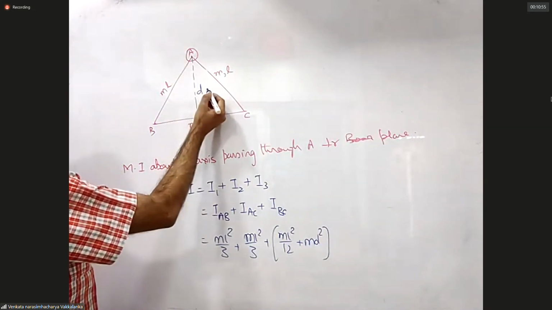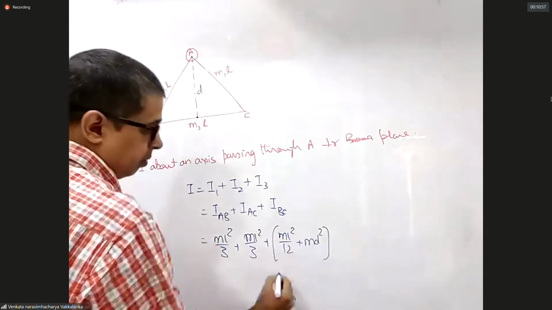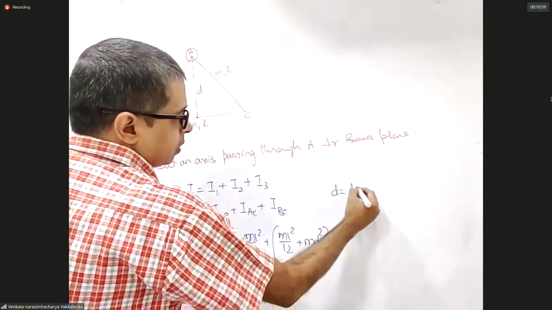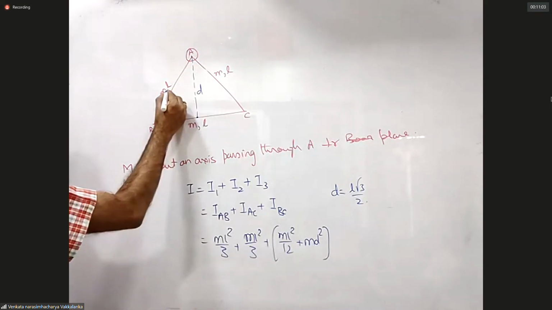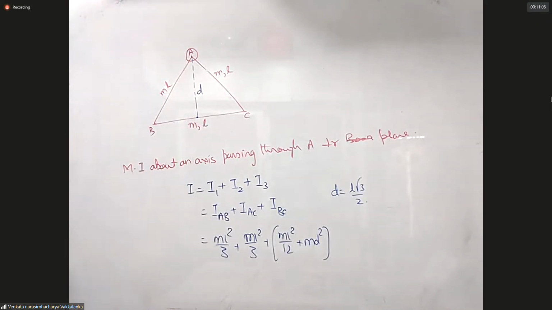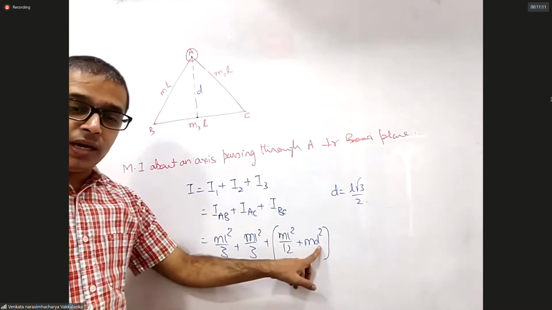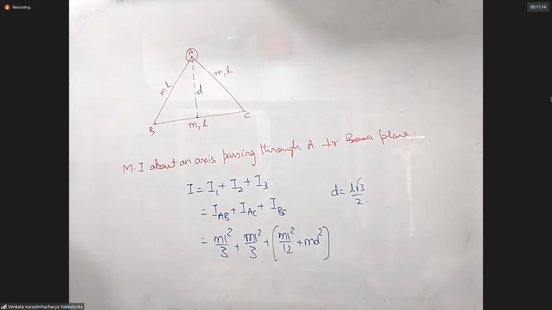Do I get the value of d? Obviously. d will be L root 3 by 2. Here it is L squared minus L squared by 4, and the square root is L root 3 by 2. Substitute L root 3 by 2 and add up. You get the answer.